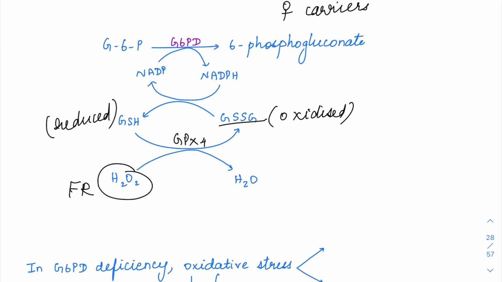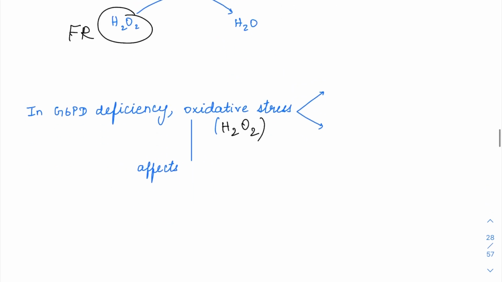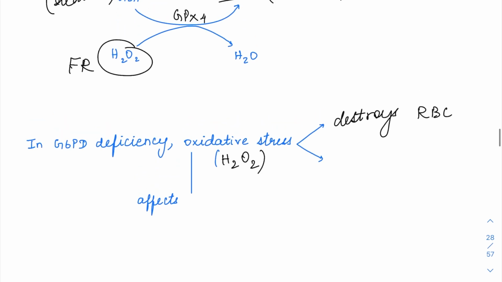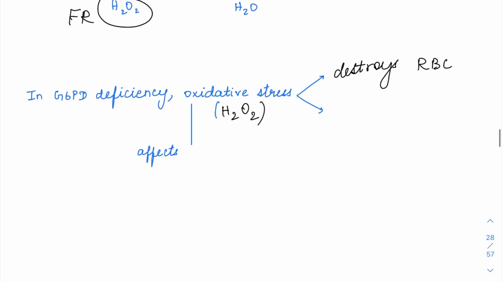But when this enzyme is deficient, none of this is going to happen, right? So NADPH is not going to be formed, and reduced glutathione is not going to be formed. When reduced glutathione is not formed, it cannot convert H2O2 into water. So H2O2 is going to be active. It is a free radical, right? So when this free radical is there, it is going to cause oxidative stress. When there is oxidative stress, it could directly destroy the RBCs in which the oxidative stress is happening. This G6PD reaction happens in the RBCs as well. So this oxidative stress is going to destroy the RBCs, which can result in intravascular hemolysis.